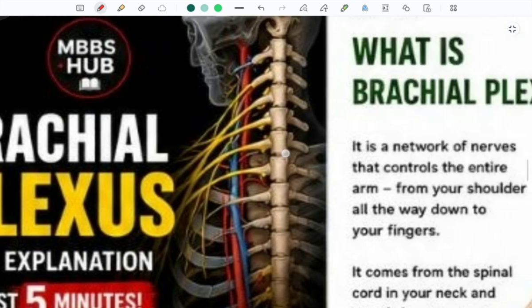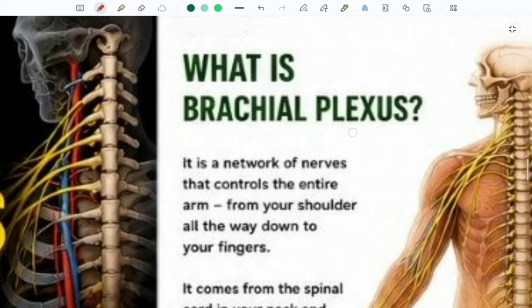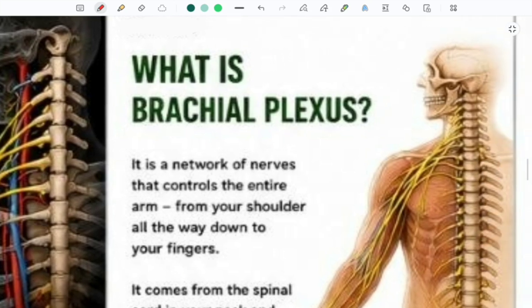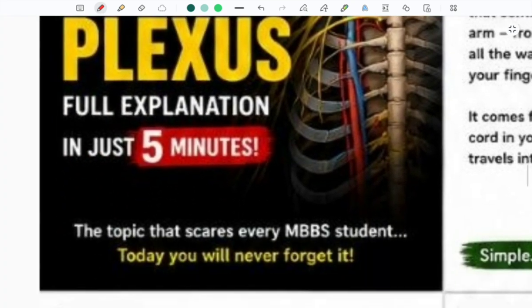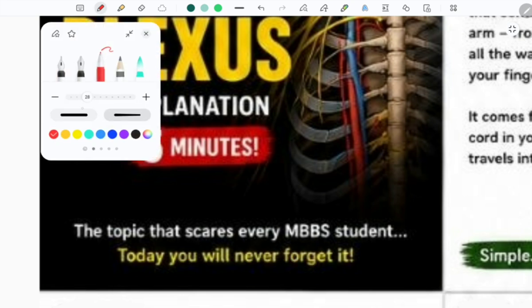Brachial plexus is a complex topic, everyone thinks like that. Just reading this topic makes many MBBS students nervous. But today we will never forget it. Okay, let's get into the video.